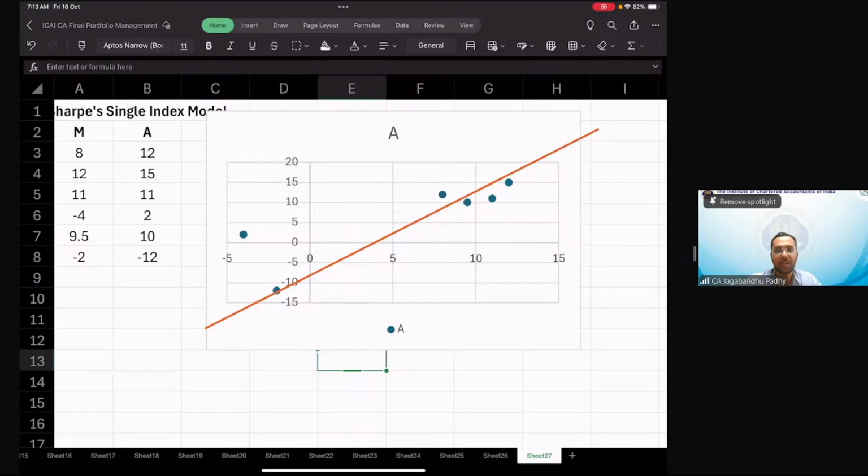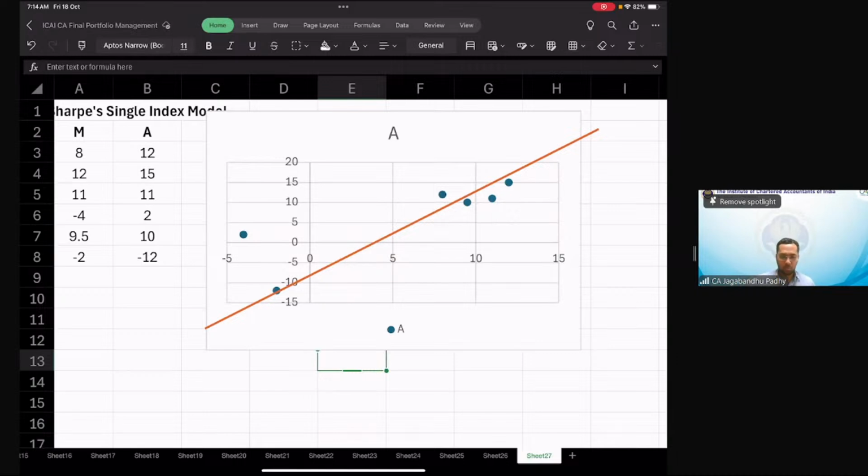What is the equation of a line? How do you calculate the equation of a line, or the general form of the equation of a line? Have you learned something called y equal to mx plus c? Y equal to mx plus c, where m is the slope of the line and c stands for the constant. Y is the dependent variable and X is the independent variable, and we're trying to fit an equation between both, so that we'll be in a position to make a particular regression line.